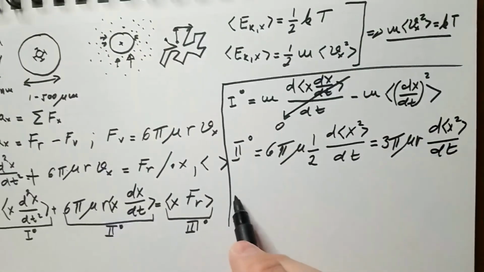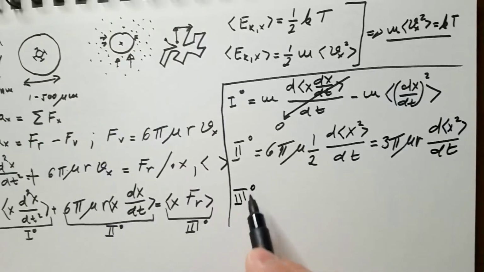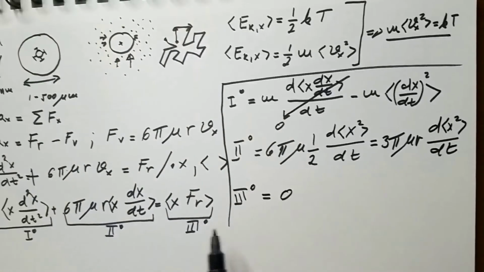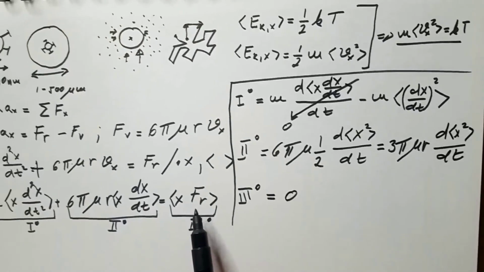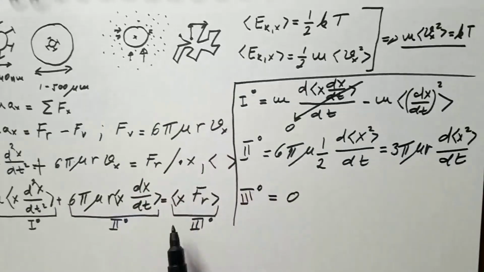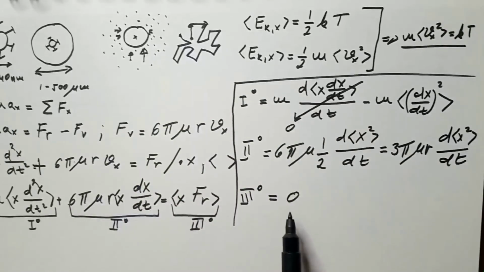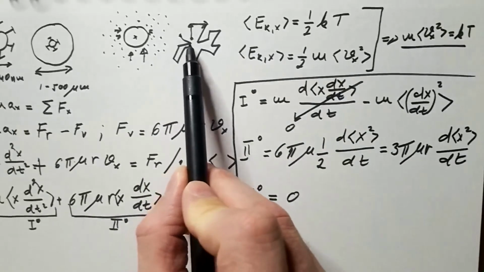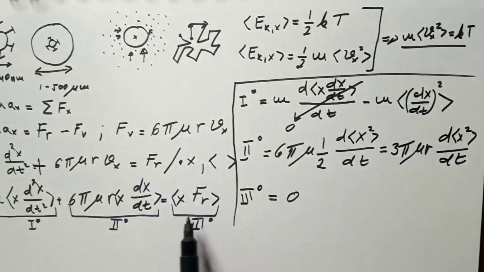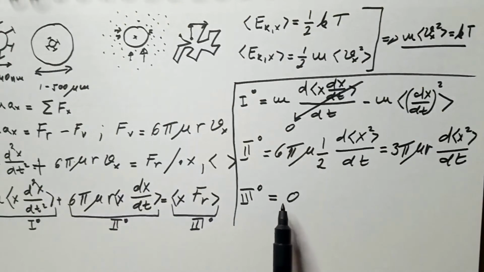And finally, term number 3, well, this is very simple. That term has to be 0, because this force, I'm saying throughout this video that this force is random, so the average over time has to be 0. Random means the motion of this droplet is equally likely in any direction, so over a long period of time the average has to be 0.